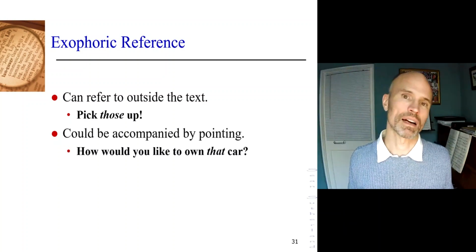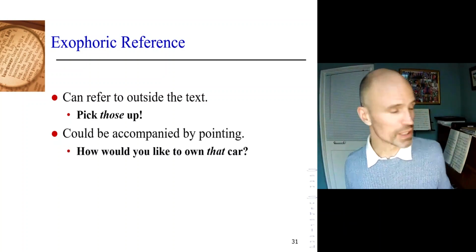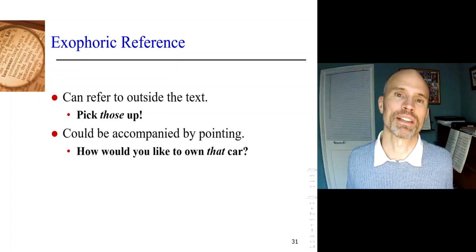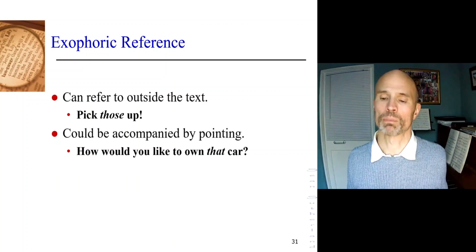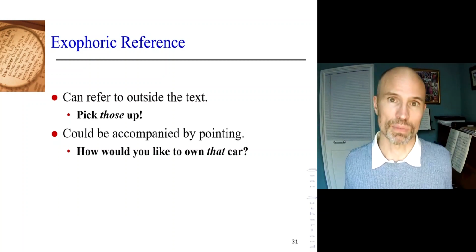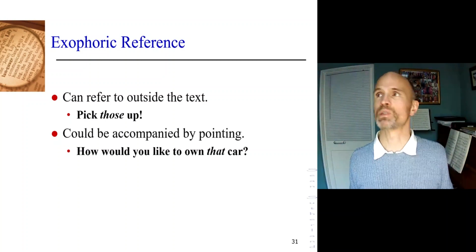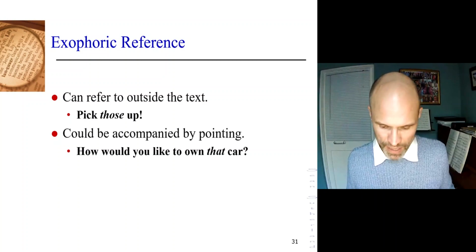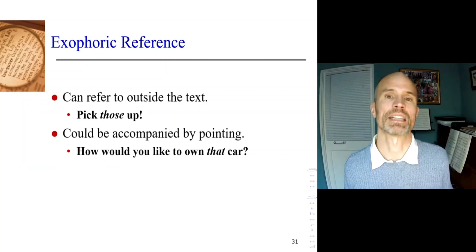How would you like to own that car? I might point, I might wave my head. It might just be that the car went driving by us. And so I say, how would you like to own that car? And you'd interpret that by looking around and saying, oh, the car that just went by us must be the one that he refers to because it's the most salient one, the most obvious one to interpret in this case.